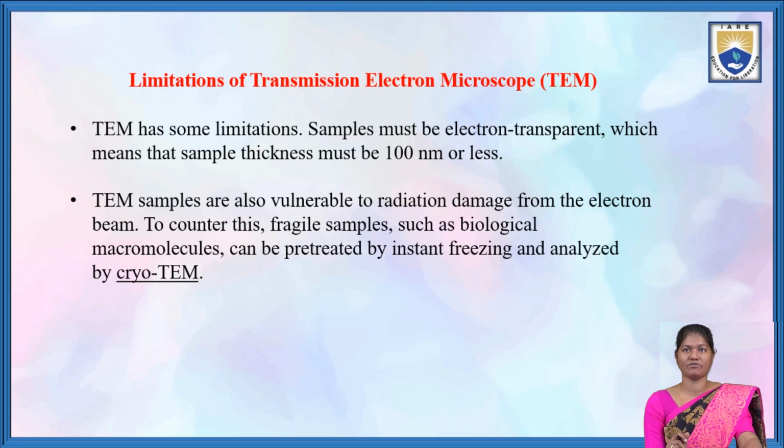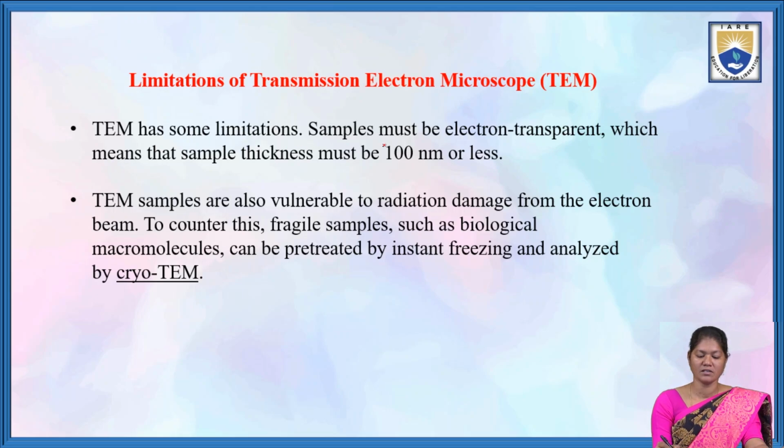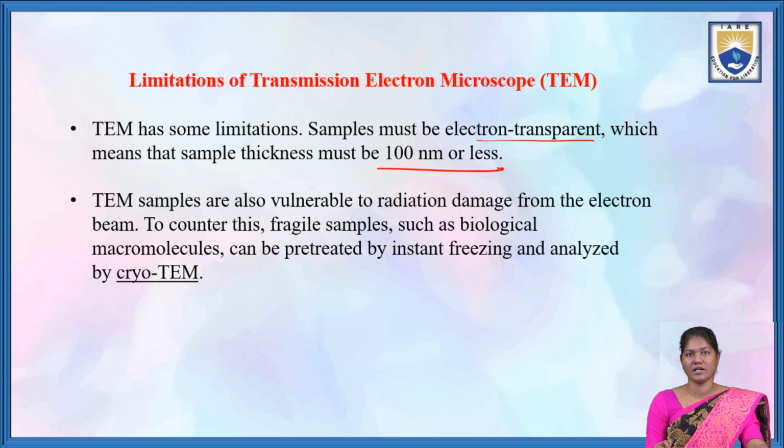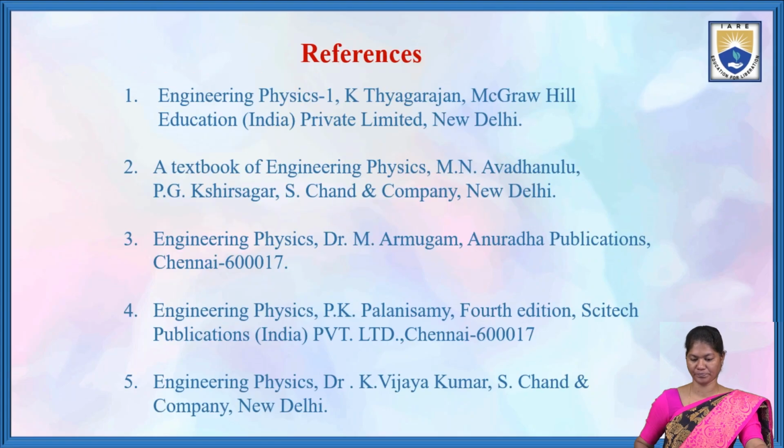So what are the limitations of the transmission electron microscope? TEM has some limitations. Samples must be electron transparent, which means that sample thickness must be 100 nanometers or less. TEM samples are also vulnerable to radiation damage from the electron beam. To counter this, fragile samples such as biological macromolecules can be pre-treated by instant freezing and analyzed by cryo transmission electron microscope.